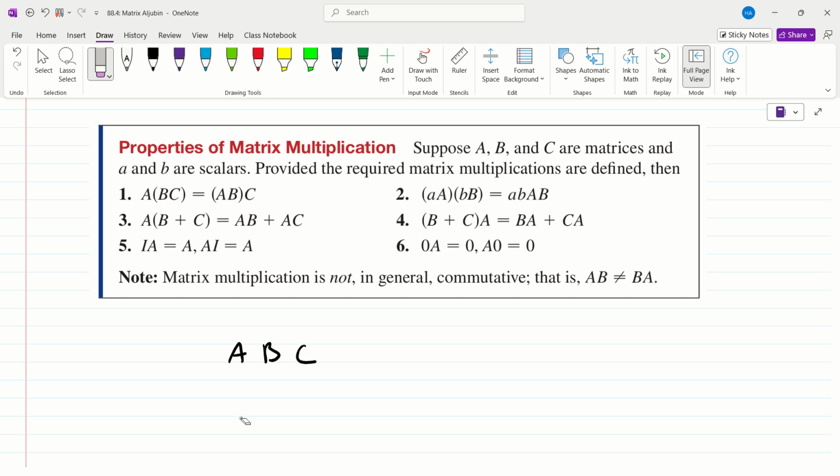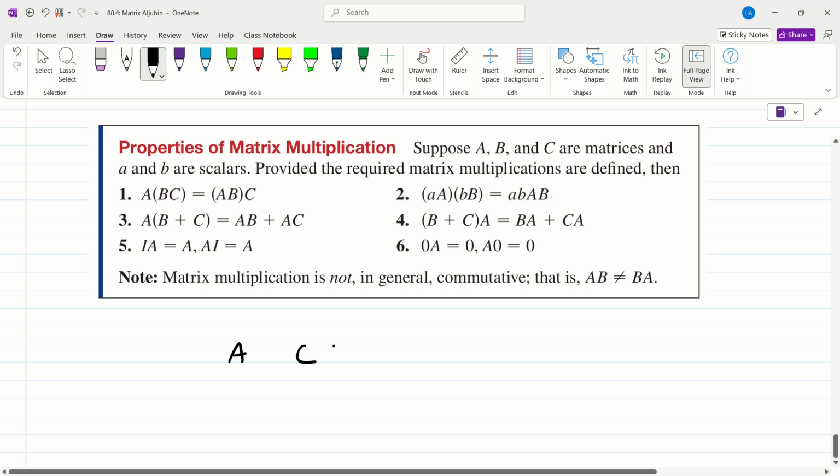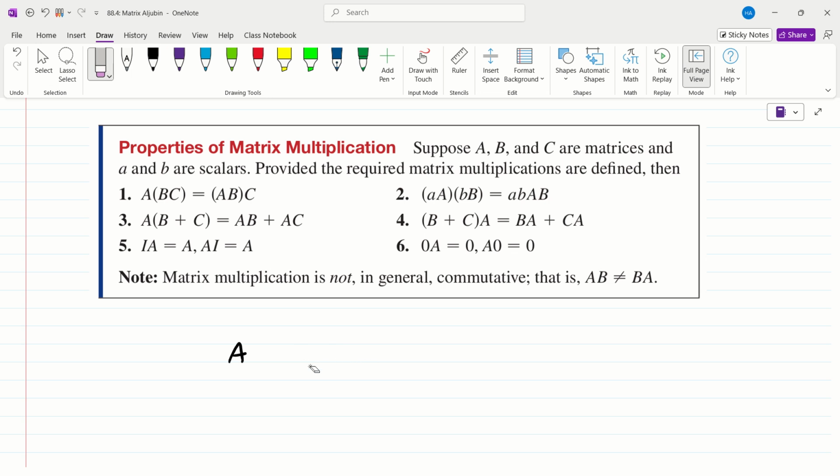What this property is not saying is that you can take any one of those matrices and rewrite them anywhere you like. So you cannot reorder their position in the product. What this property is saying is that you can multiply the pairings in different orders.